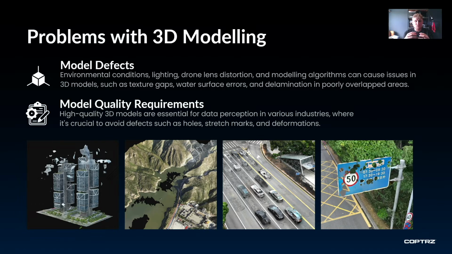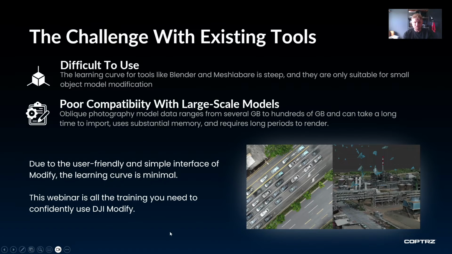So, the model quality requirements: high quality 3D models are the ones we want to be putting into DJI Modify for editing, and they're essential for the data perception side in various industries. We're going to be using this data set for decision making. What's the next best step? So we really want to make sure that data is the best possible it can be, with no holes, no gaps. It's our role as surveyors or drone operators to be able to do that and produce the best possible model once captured.